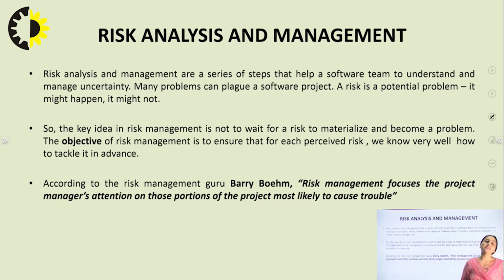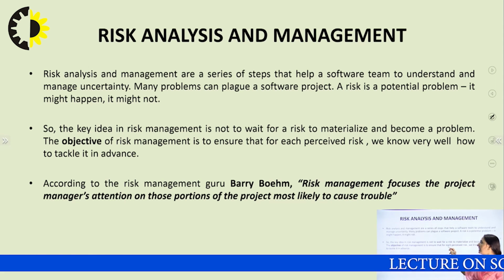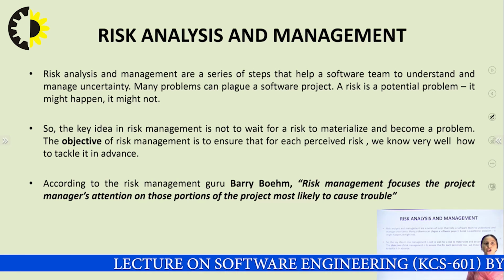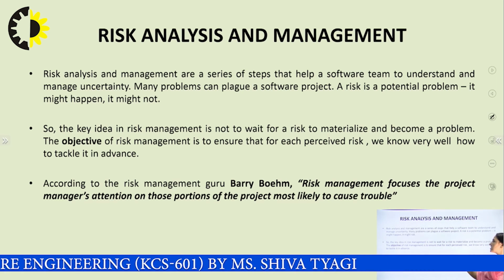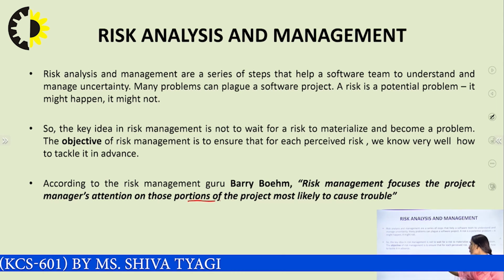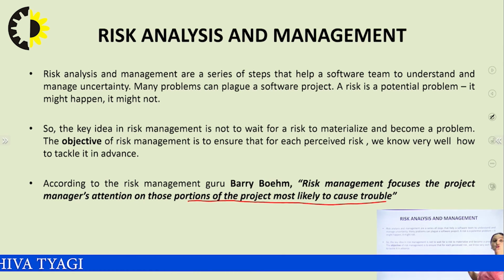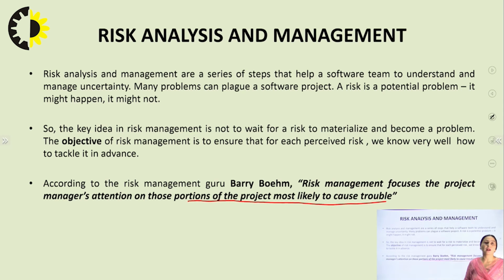So the key idea is the management of the risk. It's not to wait for the risk to materialize and become a problem. The objective is basically to manage a risk if it is going to occur, so that for each perceived risk, we know very well how we can tackle it in advance if this is a scenario that is going to happen in future. According to the risk management guru Barry Boehm, risk management focuses the project manager's attention on those portions of the project which are most likely to cause any sort of problem or trouble in the development of the software.